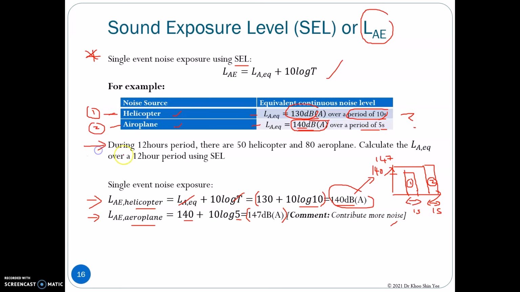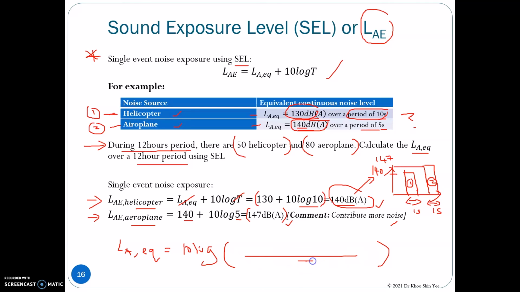From the question, it's mentioned that during 12 hours period, there are 50 helicopters and 80 aeroplanes. So we are going to compute the LAEQ over a 12-hour period using the SEL information that we obtained here. Let's compute the LAEQ. Is equal to 10 log in the bracket, which need to divide with the capital T. So this capital T is referring to this 12 hours period. So we can substitute it with 12 hours.